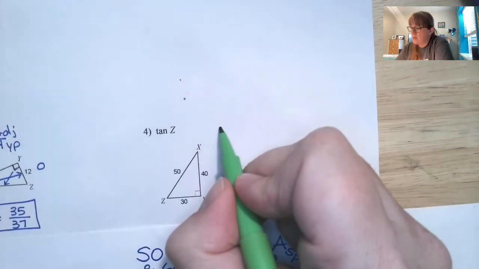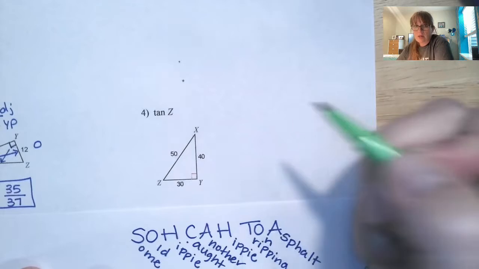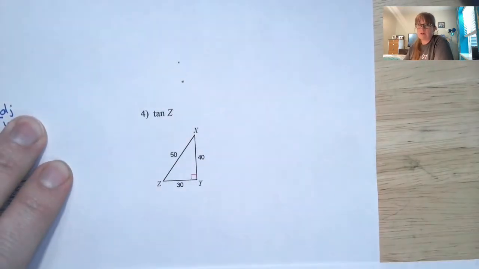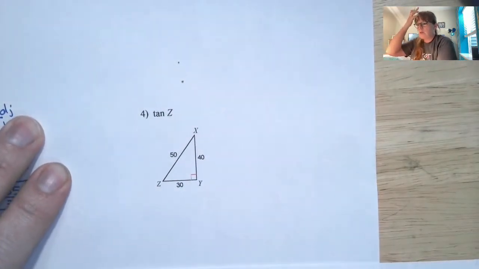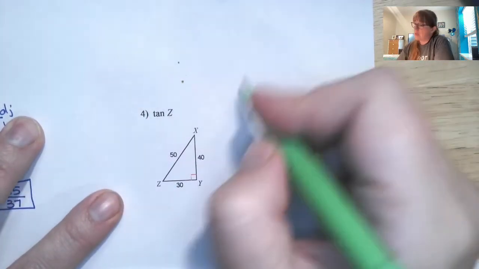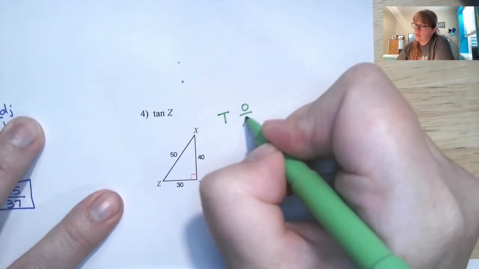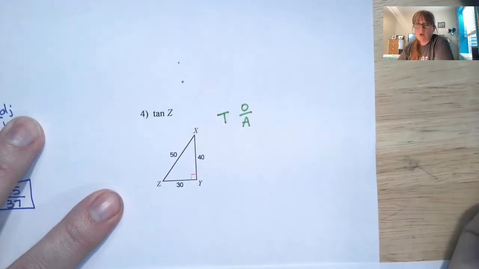Tangent of Z. So I want you guys to go ahead and try this one on your own. Let me take away that little cheat sheet there. So tangent, some old hippie caught another hippie tripping on asphalt. So we know it's a TOA.